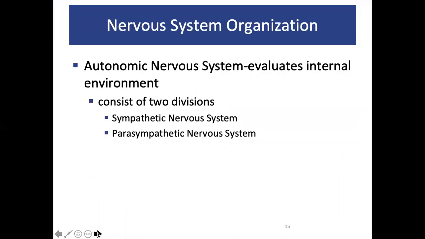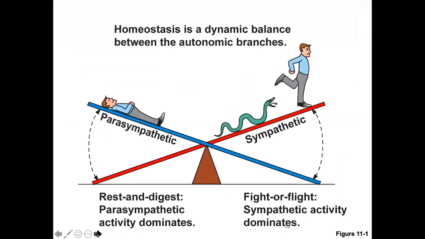Your autonomic nervous system evaluates your internal environment. It consists of two subdivisions, your sympathetic nervous system and your parasympathetic nervous system. So let's talk about those. This is where it's important. I want you to know what these do and how they maintain homeostasis. Homeostasis is a balance between the sympathetic and parasympathetic nervous systems.